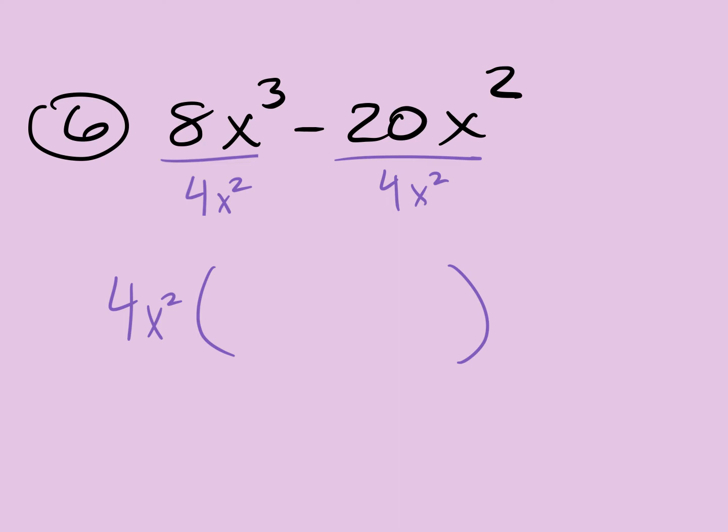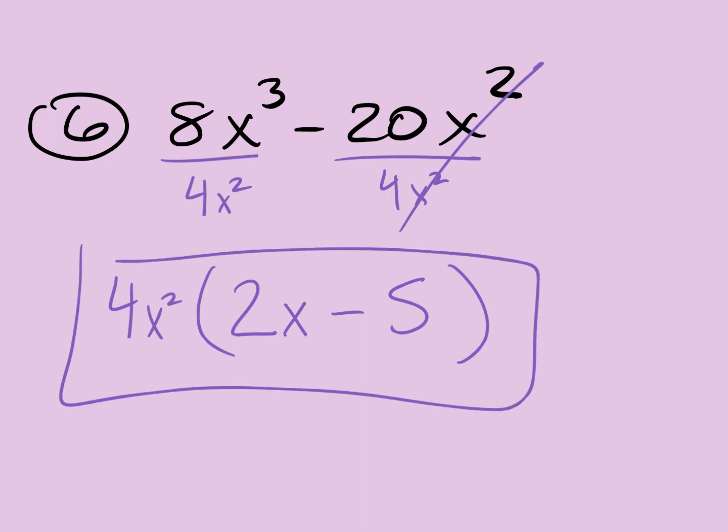So it's 8 divided by 4. 2. And if I have 3 x's and take 2 away? So 2x. And then what's negative 20 divided by 4? So negative 5. And if I have 2 x's and take 2 away? They cancel. No x's. So my answer is 4x squared times 2x minus 5.